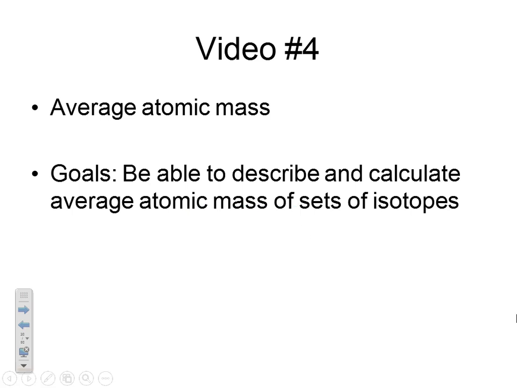In this video, I'm going to be talking about average atomic mass, what that is and how to calculate it. So we're going to need our notes open to where it says video number 4. A periodic table might be helpful, but you're definitely going to want a calculator. So make sure you've got a calculator for this one. So the goal for this: be able to describe and calculate average atomic mass of sets of isotopes.